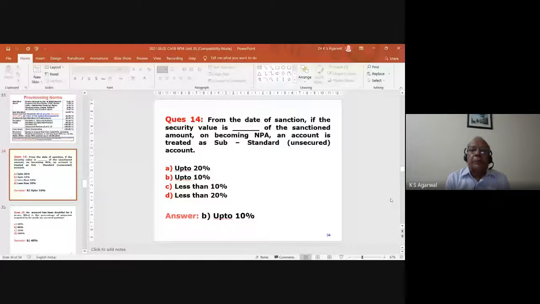So the example is: from the date of sanction, if the security value is how much of the sanctioned amount, on becoming NPA, an account is treated as substandard unsecured. So here it is not less than 10%, it is up to 10%. That I want to highlight. From the date of sanction, if the security value is up to 10% of the sanctioned amount, then this account, when it becomes NPA, will be treated as substandard unsecured account.